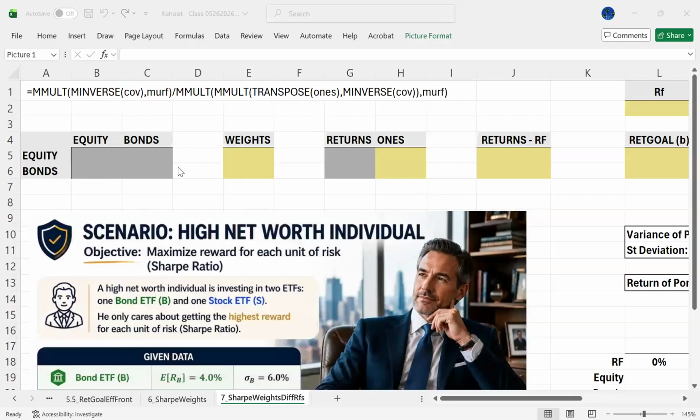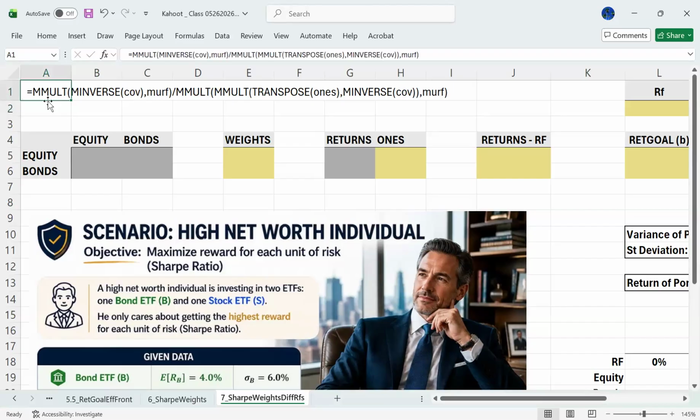Hi to all. So in this quick video, we will continue to work with matrix operations. This one doesn't look that complicated. It's actually the matrix form formula to get the weights that correspond to the optimal risky portfolio, or tangency portfolio. And what is that?